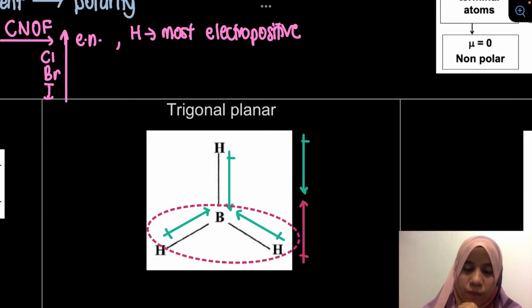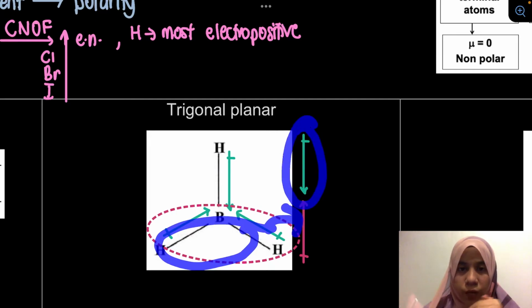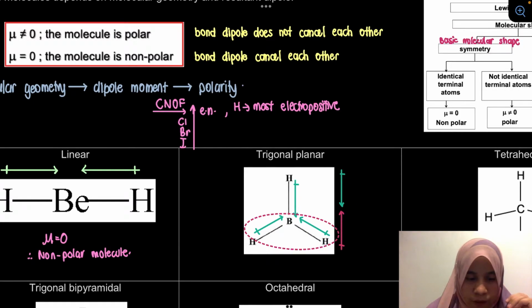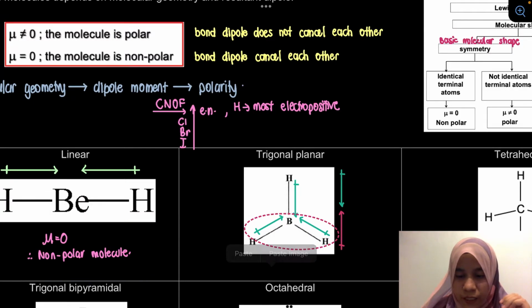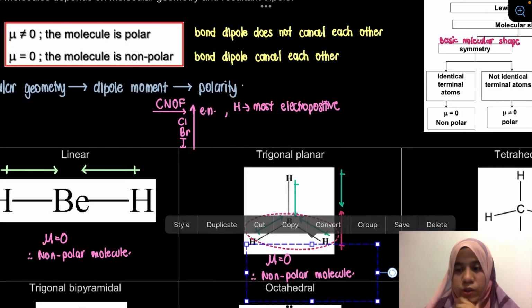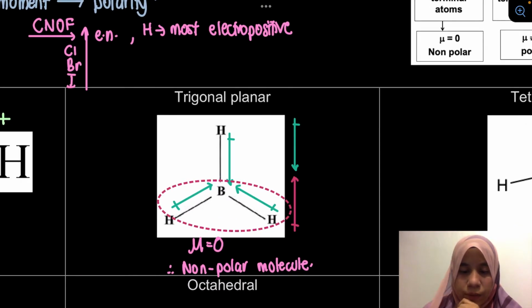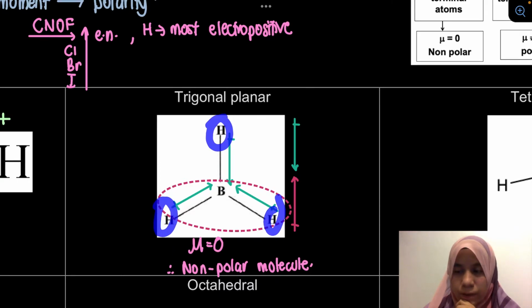Even though it does not look like it cancels out, this is actually our resultant dipole moment. We combine this one, and this is its resultant. Then this one goes downwards, so it will cancel out. So what happened here is the same. Mu is equal to 0. Hence it is a non-polar molecule. Okay, so that's for the case of trigonal planar. Here the terminal atoms are identical.